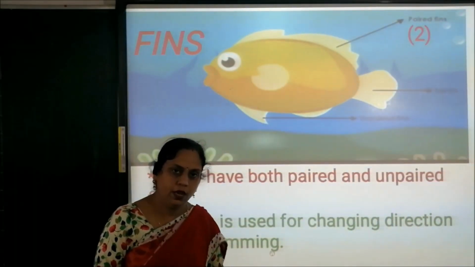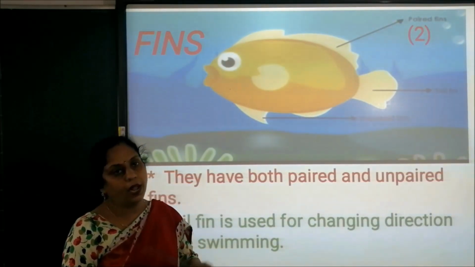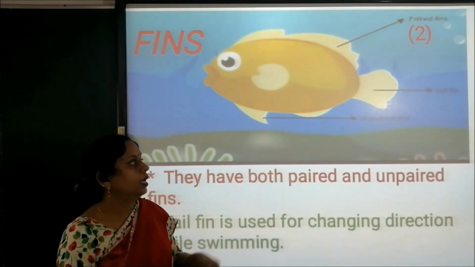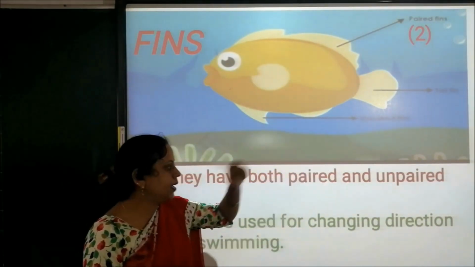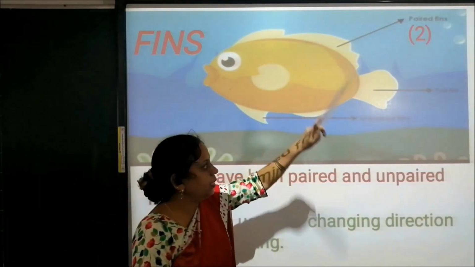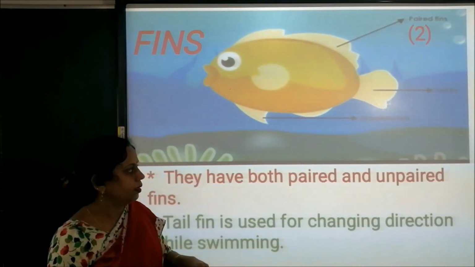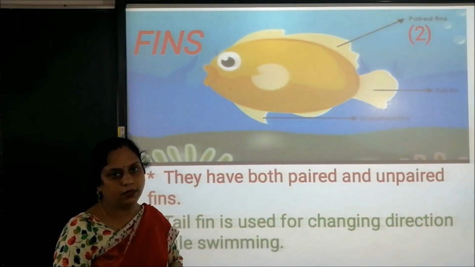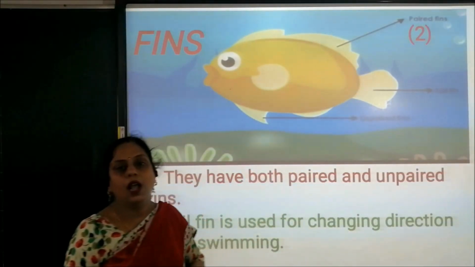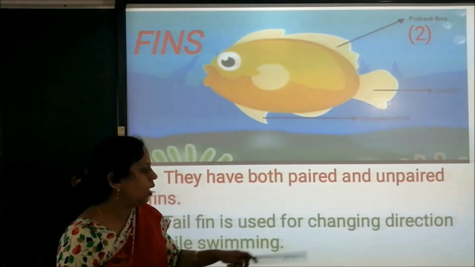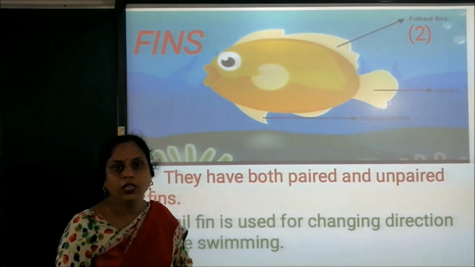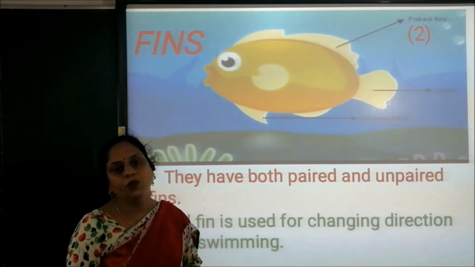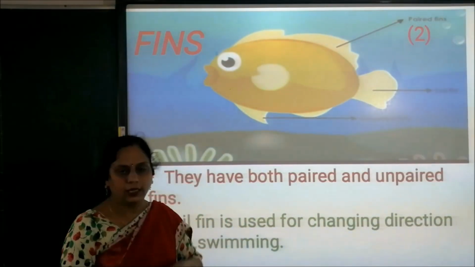Now the fish. Fish moves with the help of fins. Now you can see this picture of fish. Fish has unpaired fins, paired fins and this tail fin. The unpaired fins help in maintaining the balance, and paired fins help to move forward. And this tail fin is used for changing the direction while swimming. So this way fish moves with the help of fins.